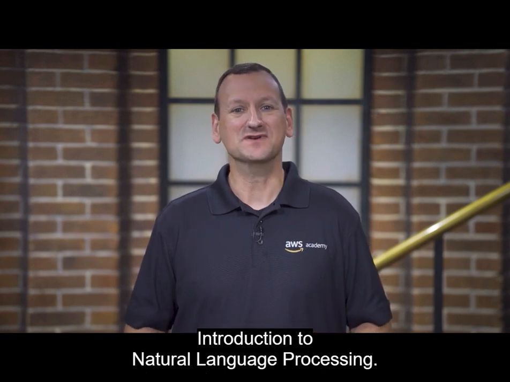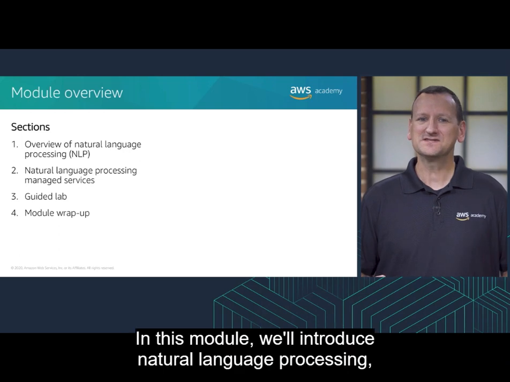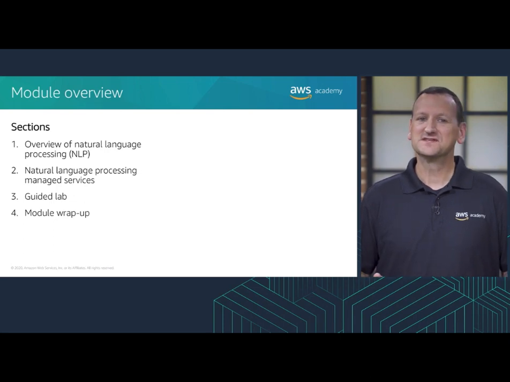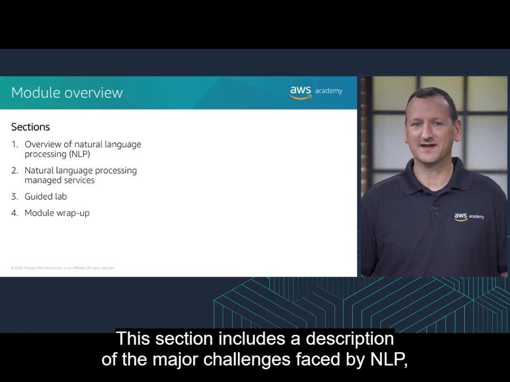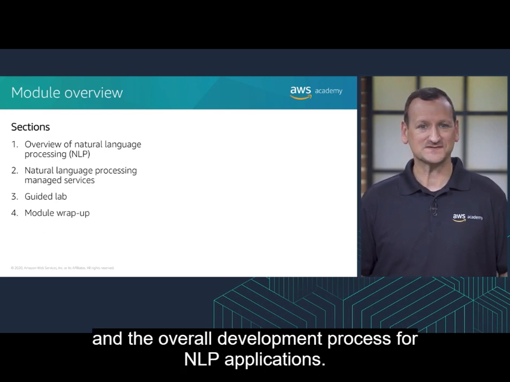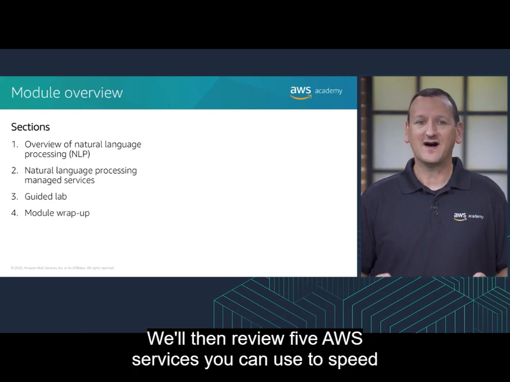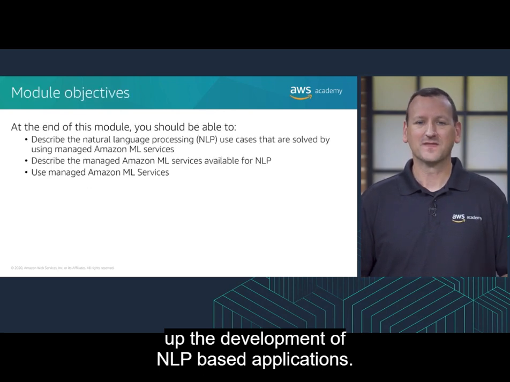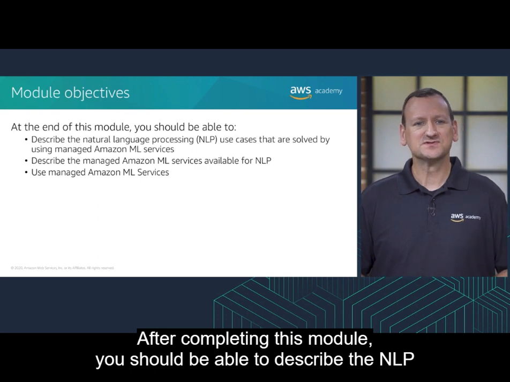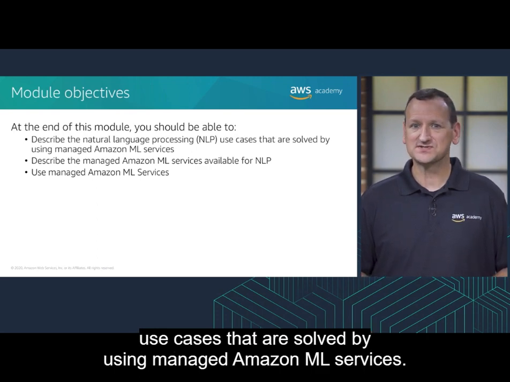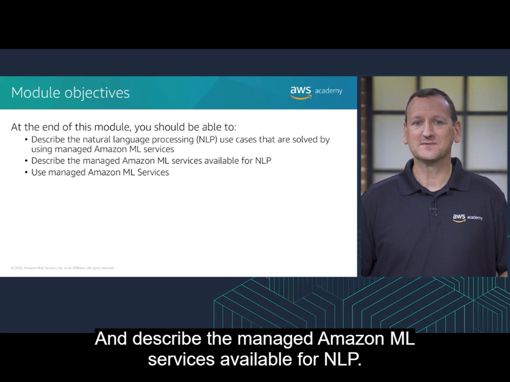Hi, and welcome to Module 6 of AWS Academy Machine Learning, Introduction to Natural Language Processing. In this module, we'll introduce natural language processing, which is also known as NLP. This section includes a description of the major challenges faced by NLP and the overall development process for NLP applications. We'll then review 5 AWS services you can use to speed up the development of NLP-based applications. After completing this module, you should be able to describe the NLP use cases that are solved by using managed Amazon ML services, and describe the managed Amazon ML services available for NLP. Let's get started.